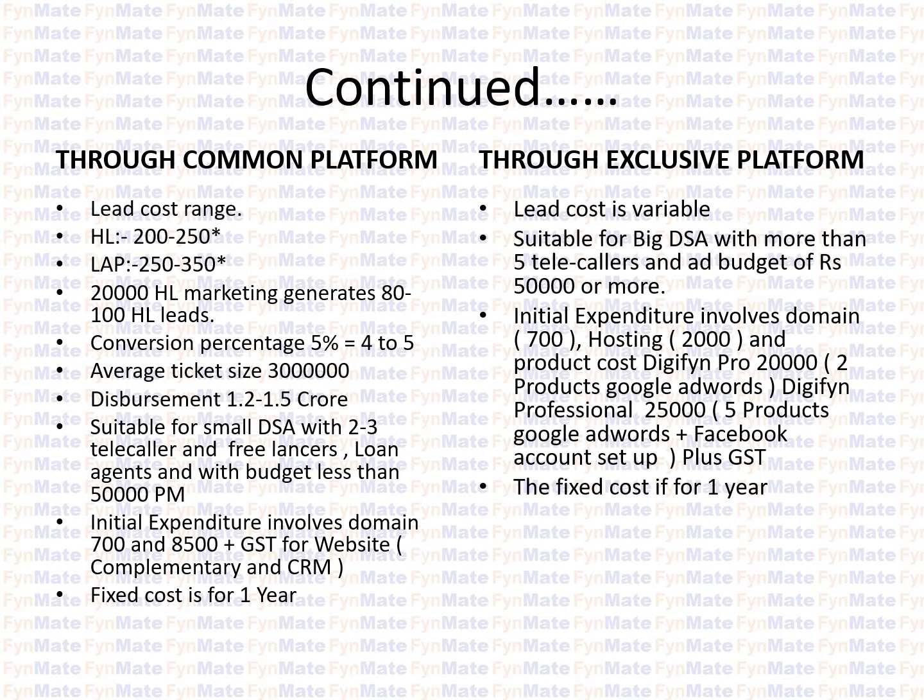So this method is good if you have a small team of 2 to 3 telecallers and freelancers, or you are a loan agent, then you can opt for this model. If your budget is less than 50,000 rupees, you opt for this. You only have to spend an initial expenditure of 700 to 800 rupees for the domain, and 8,500 plus GST for the cost of the CRM and the complementary website for 1 year.